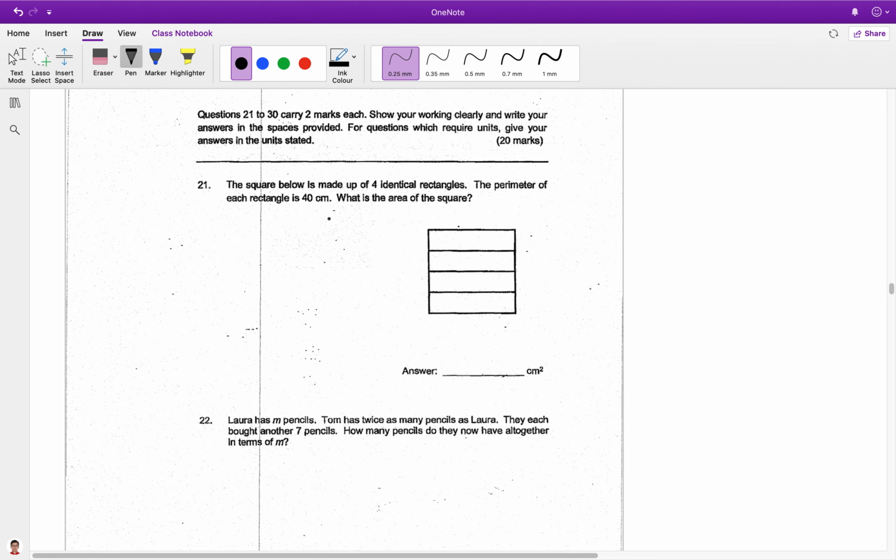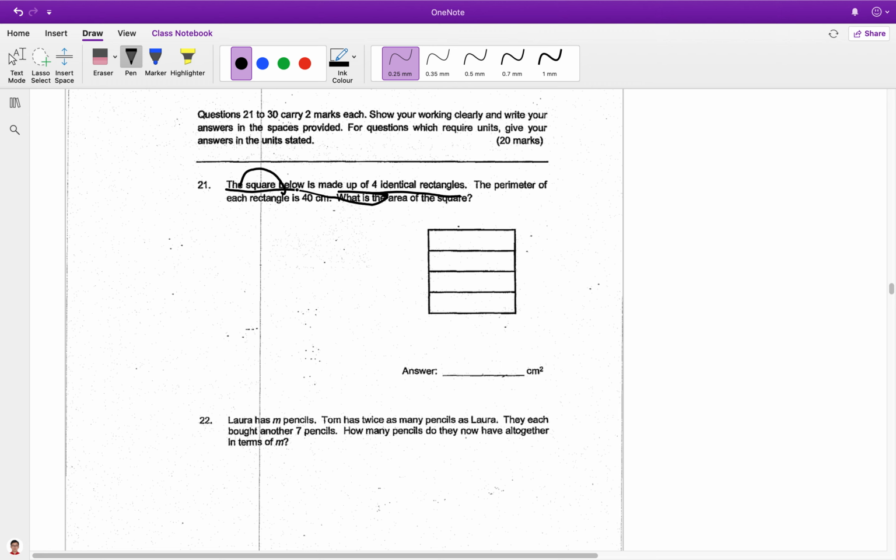Question 21. The square below is made of 4 identical rectangles. The perimeter of each rectangle is 40. What is the area of the square? Well, we see here, this one has a lot of information.